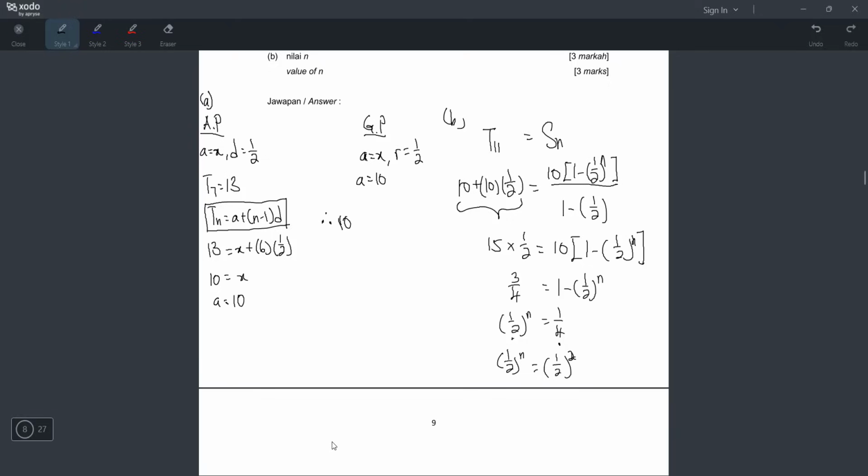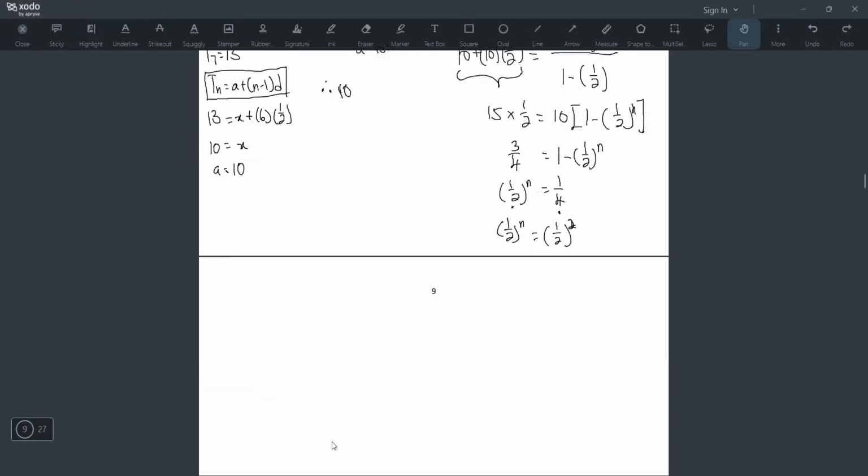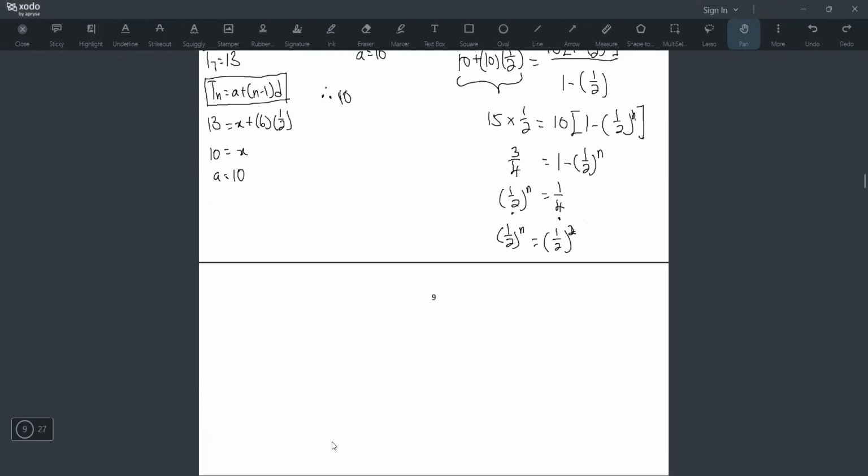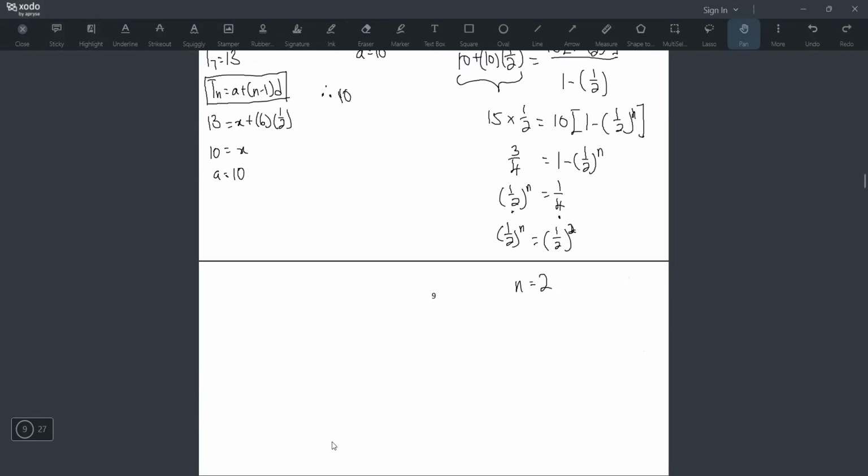So yeah. And what's the reason why I change to the same base? Because I want to compare, right? So if they both have the same base, it means they must have the same power also. So n equals 2, right? It means you compare. Base and base are the same, power and power must also be the same. So n equals 2. Yeah, that's all. So this is how you get full marks, right?